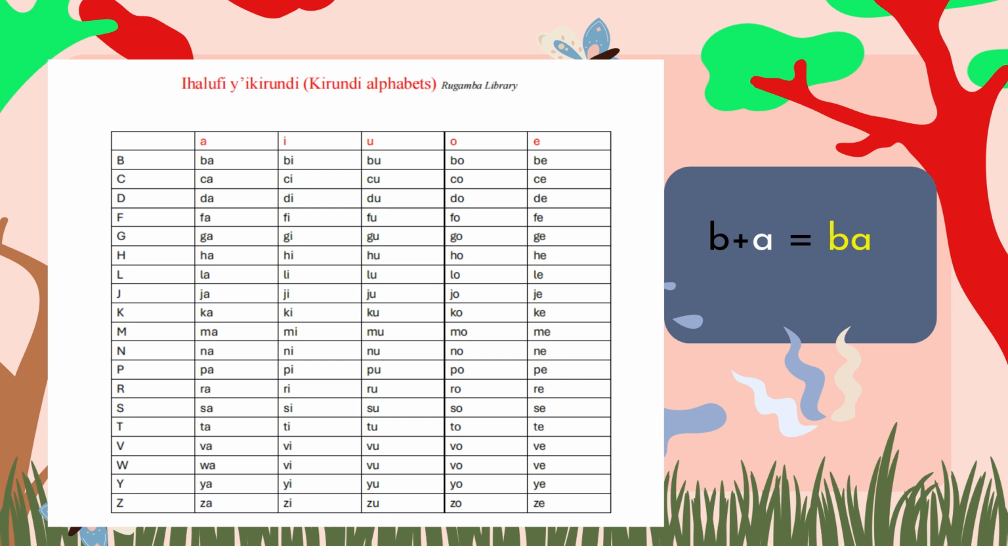R is re. Re na a ni ra. Re na i ni ri. Re na o ni ru. Re na o ni ro. Re na e ni re. So R needs to sound like re, re, re. Yes. Okay, now let's go to S.